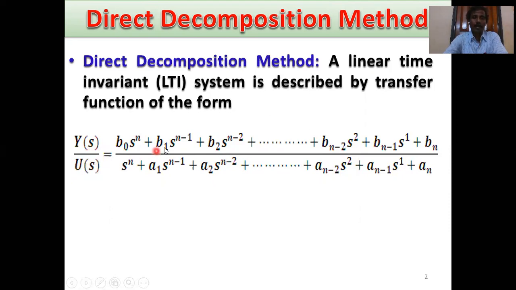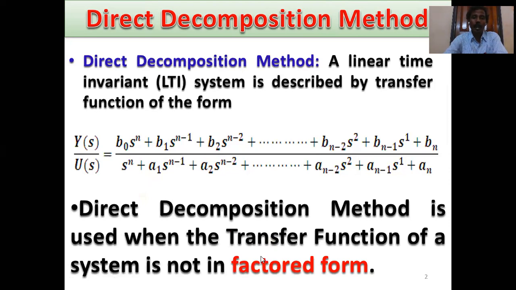This is the linear time invariant transfer function where Y(s) is the output and U(s) is the reference input. The numerator roots are called zeros and the denominator roots are poles. In this situation, the numerator power and denominator power are the same. Normally, the numerator power is always less than the denominator.